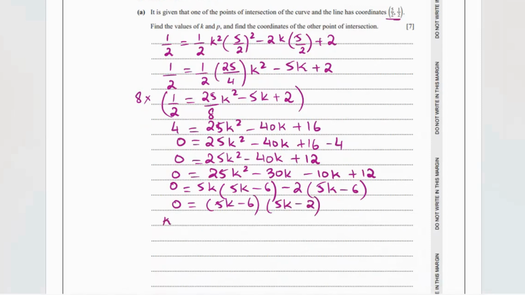So one value of k is 6/5 and the other is 2/5. They said that k is between 0 and 1. So 6 divided by 5 is obviously greater than 1. So this is not applicable.